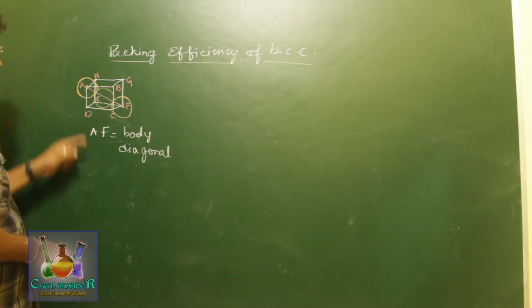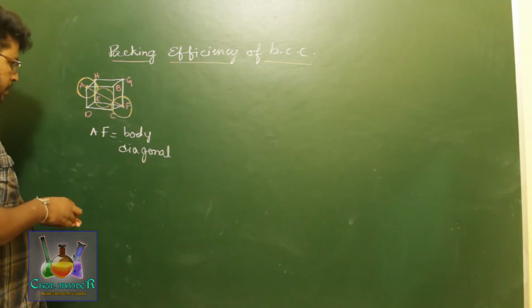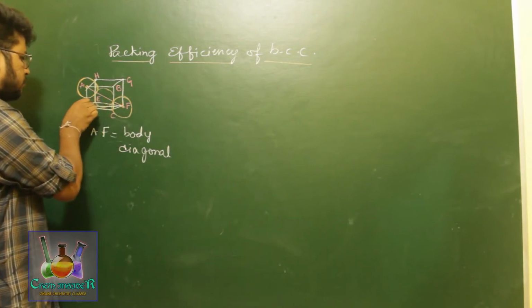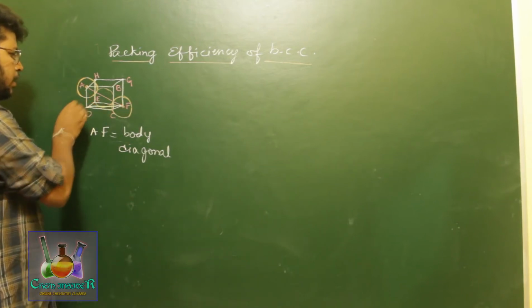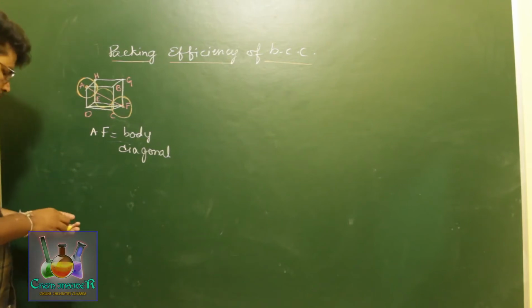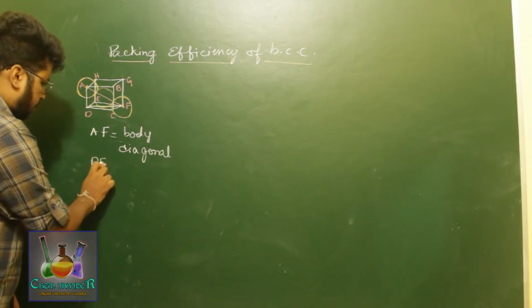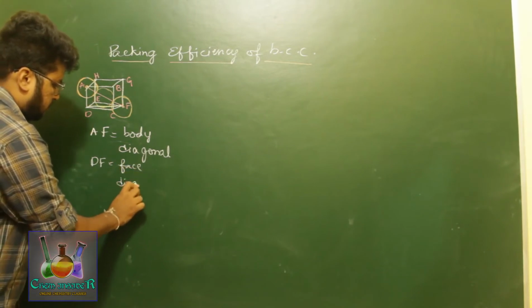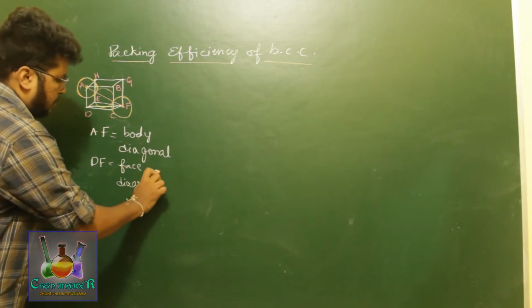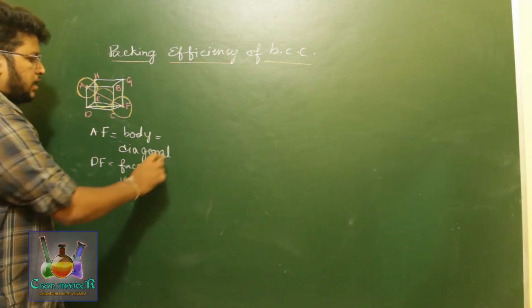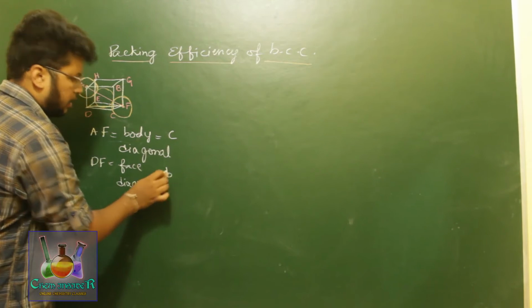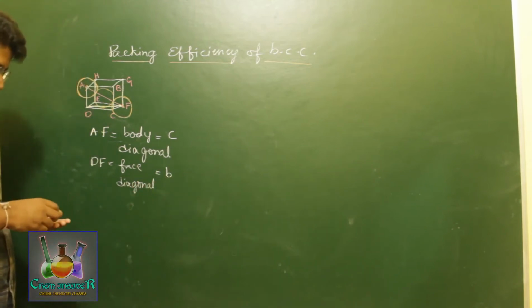Okay, and then we need to draw one more diagonal, that is a face diagonal from D to F. So this line drawn is the face diagonal. DF is the face diagonal. So let us take the body diagonal as C and the face diagonal as B. Now let us start the derivation.